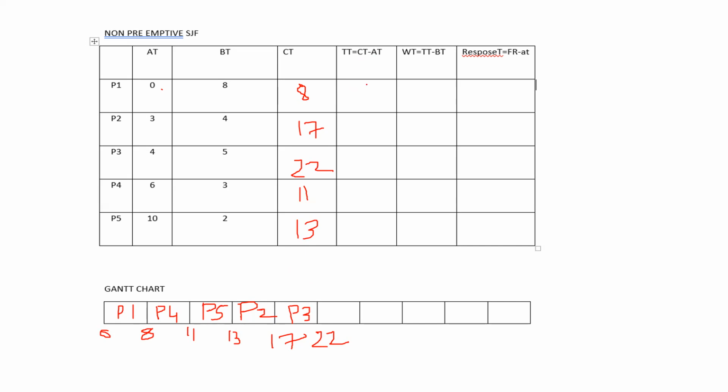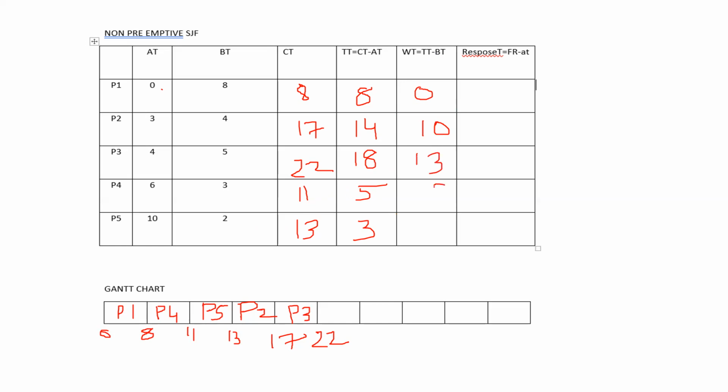Now TAT equals CT minus AT. So 8 minus 0 is 8. 17 minus 3 equals 14. 22 minus 4 equals 18. 11 minus 6 equals 5. 13 minus 10 equals 3. Now WT equals TAT minus BT. So 8 minus 8 is 0. 14 minus 4 is 10. 18 minus 5 is 13.